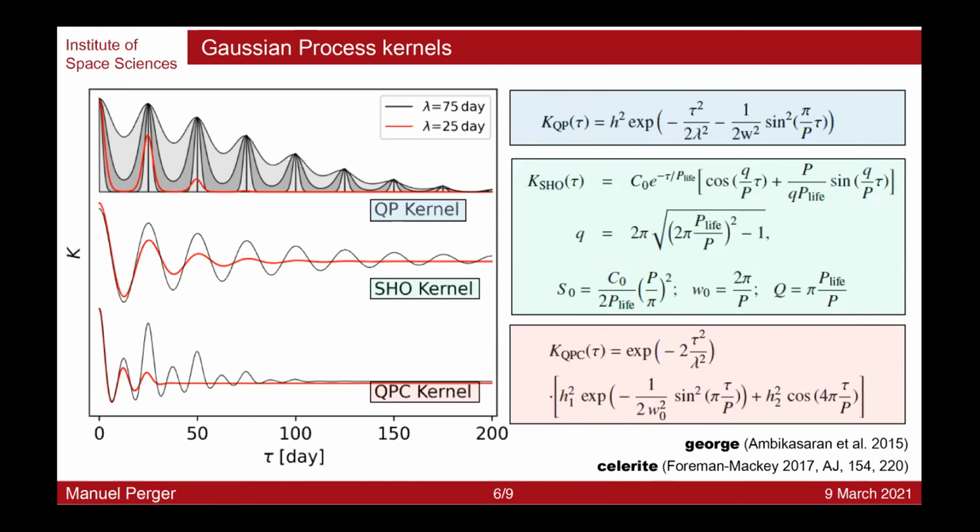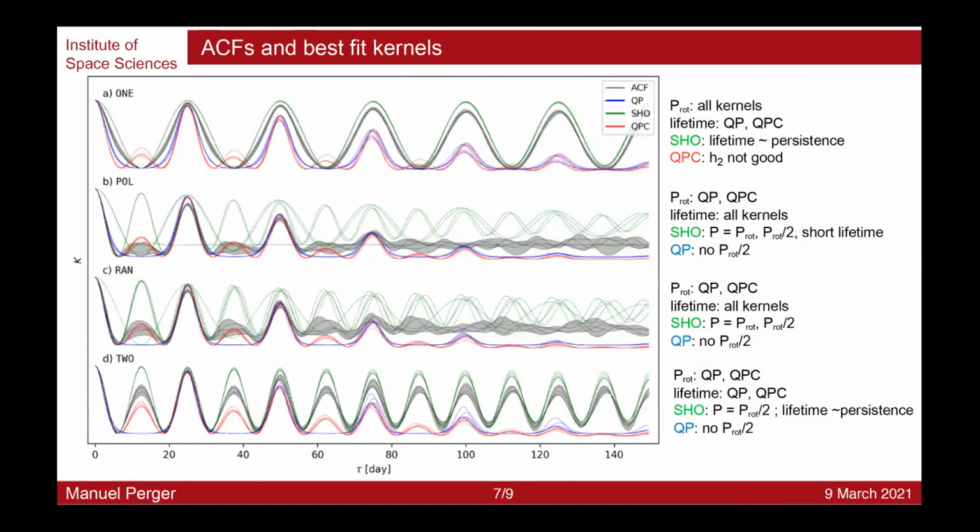In the QPC case, you can see we have, with H1 and H2, two amplitudes. One is connected to the quasi-periodic component, the other just to this cosine function. And those are now the results of our work.